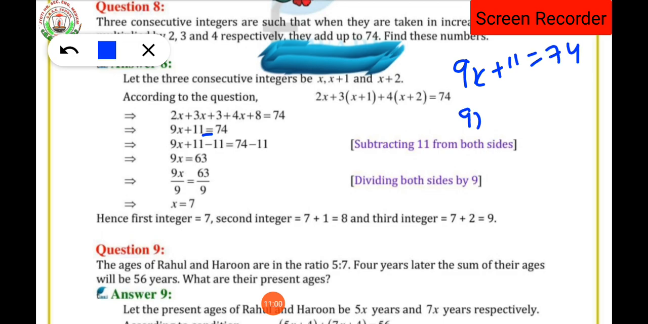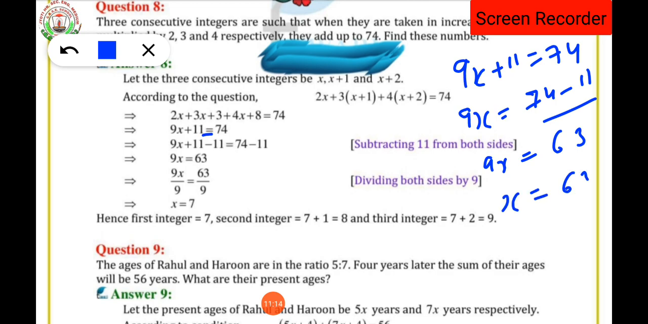Now 9x plus 11 is equal to 74. Transpose this 11 from the left hand side to the right hand side. It will become minus 11 subtracted from 74. So 9x is equal to 63. Now x is equal to 63 divided by 9. This 9 will come in the denominator of 63 as we have to find the value of x. So 9 ones are 9 and 9 sevens are 63.